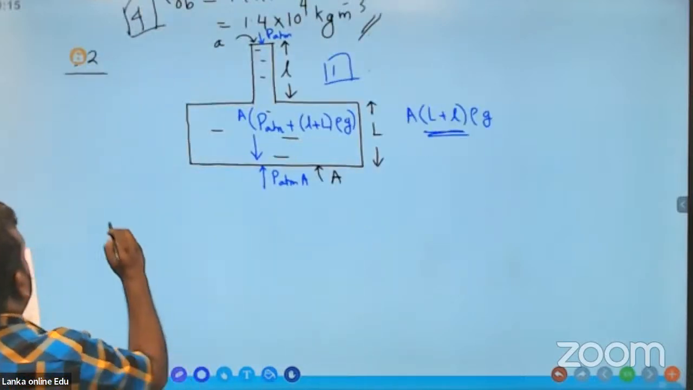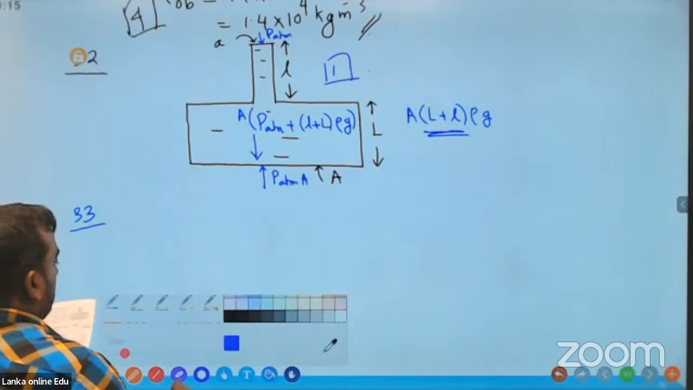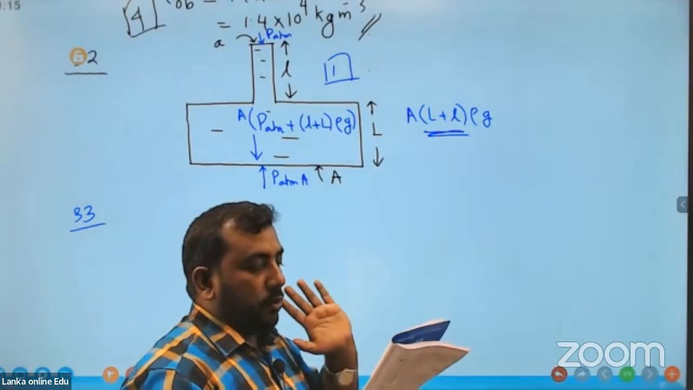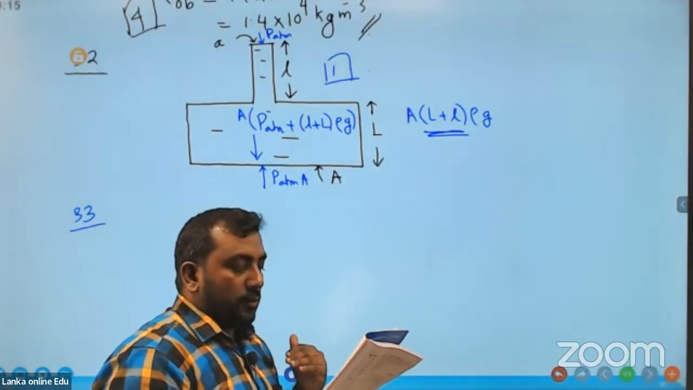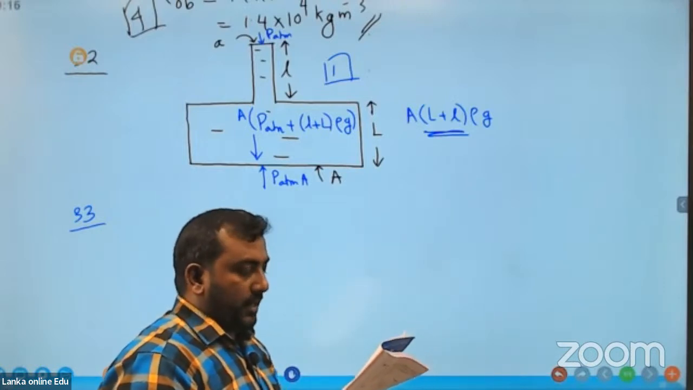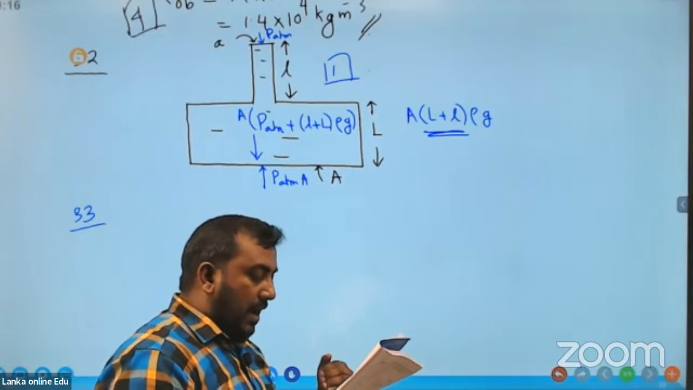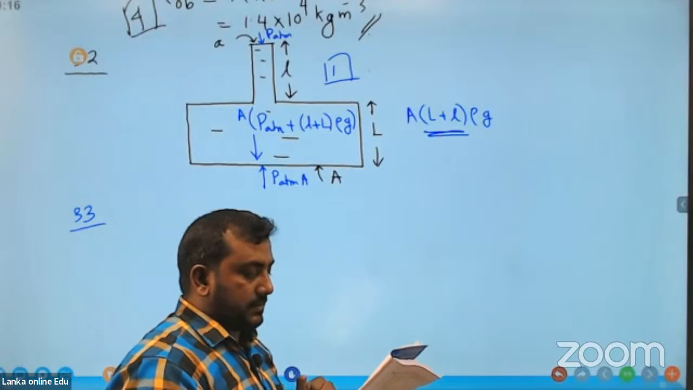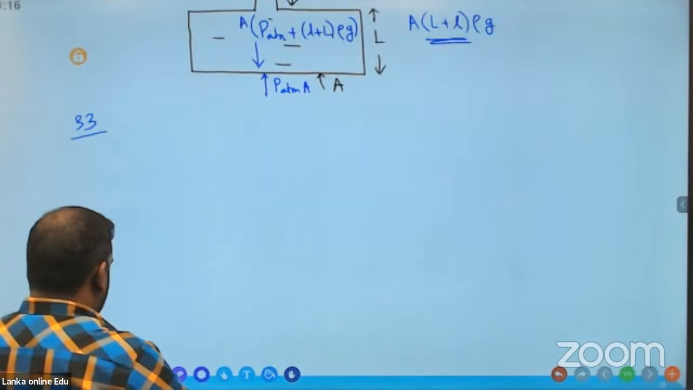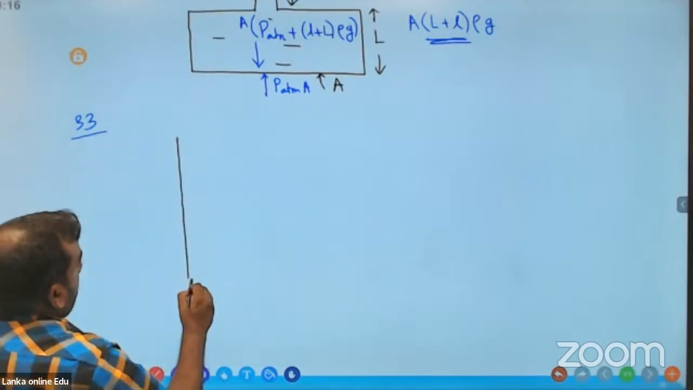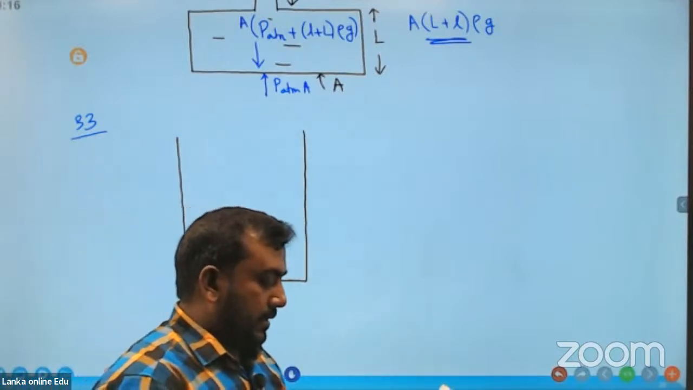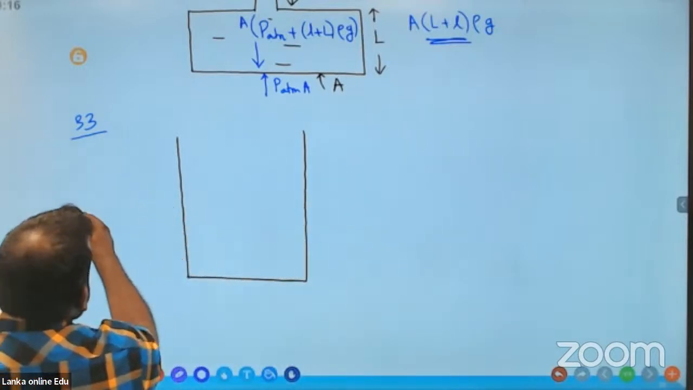Question number 33. Have a look at it. A cylindrical metallic vessel having thin wall of height 4h contains water up to height h. So there is water inside. When immersed in water, this cylinder floats with half of the height below the water surface. So they have given you the initial diagram like this. Initial diagram.